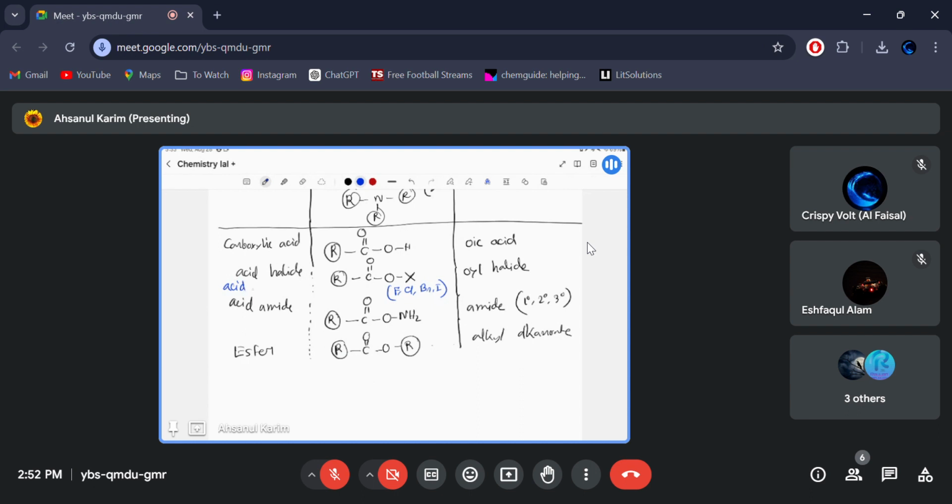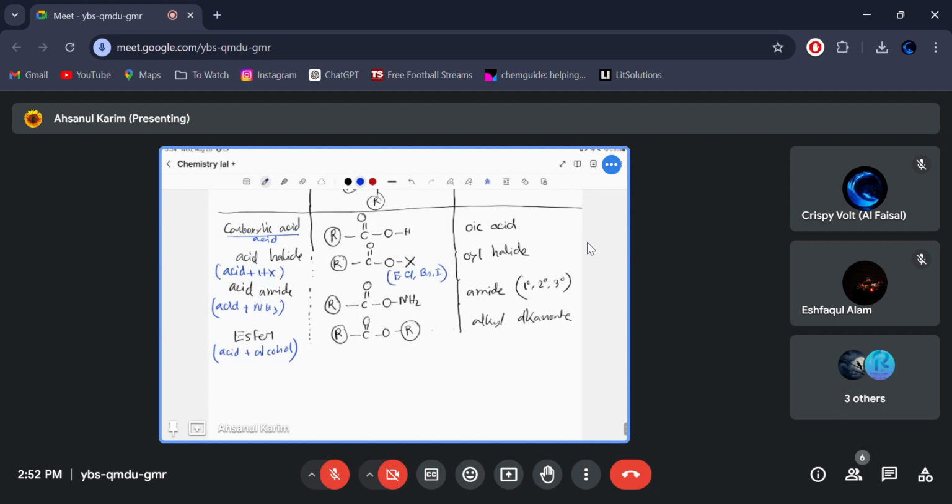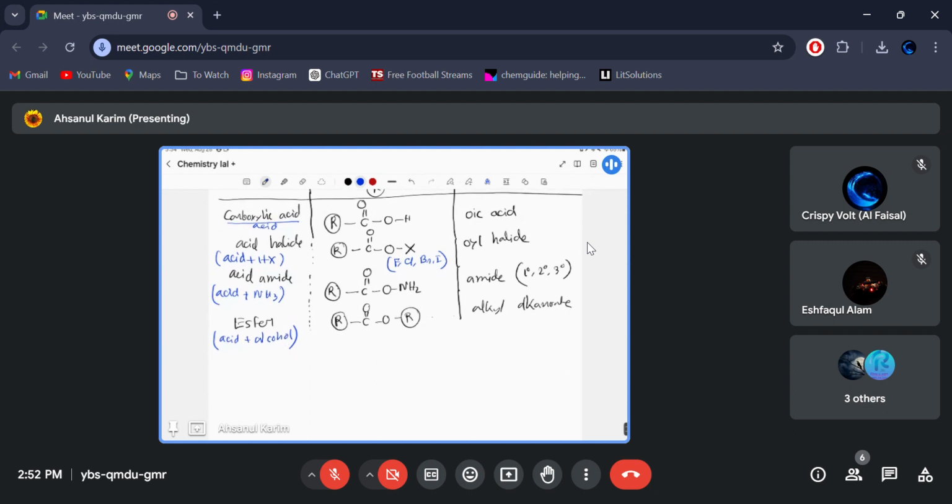Acid, just write acid plus HX. It will normally produce acid halide. Acid plus NH3 will produce acid amide. Acid means this is the carboxylic acid, right? If you have acid plus alcohol, it is a very famous reaction. I think you are also familiar with this in IGCSE, right? It will produce ester, and the name of the reaction is esterification reaction. Any issue?